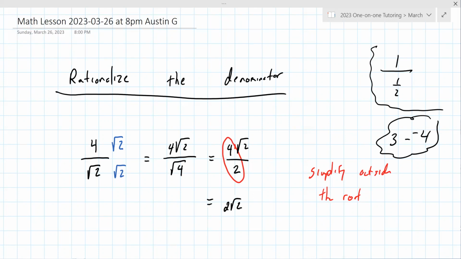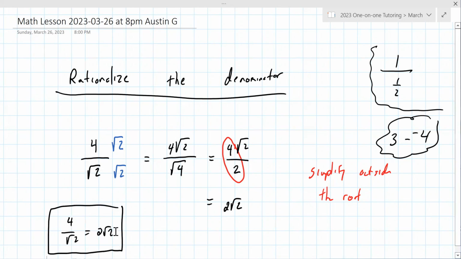And notice there's no root on the bottom anymore. So these are equivalent. This 4 over square root of 2 becomes 2 square root of 2. These are exactly the same. If you went to your calculator and you put this in on the right, exactly the same. You might wonder why you do this. I don't really have the answer to that. You just have to do it.